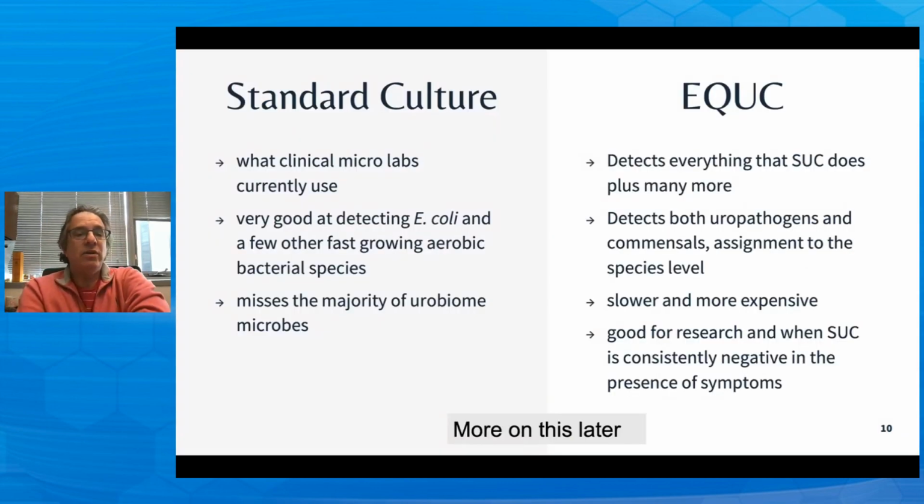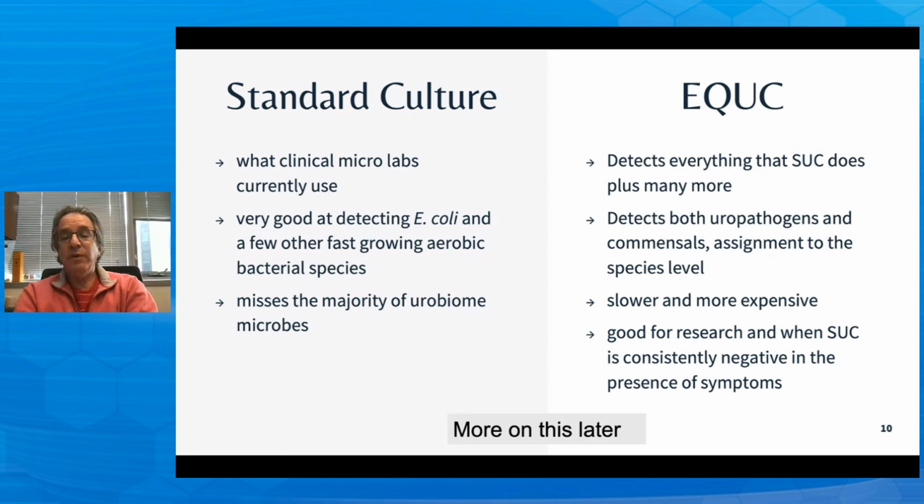The standard culture, I've already told you, is the one that's currently used around the world in Clin Labs. They're very good at detecting E. coli and other fast-growing aerobic bacterial species, but it misses the majority of urobiome microbes. EQUUC, on the other hand, detects everything that SUC, standard urine culture, does, right? It detects both uropathogens and commensals, and allows us an assignment to the species level. It is slower and a little bit more expensive than the standard urine culture test.